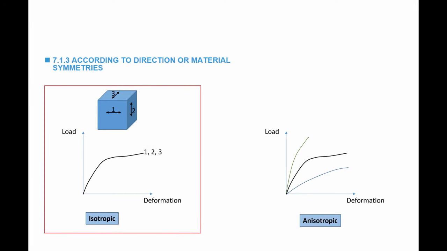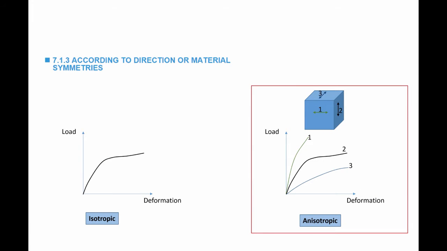We can also classify the material response according to direction or material symmetries. In the cube shown here, if a specimen is taken in this direction 1, or a specimen is taken from direction 2, or a specimen is taken from direction 3, and then I load and observe the deformation, if the three different specimens give me the same response, then I call this material isotropic.